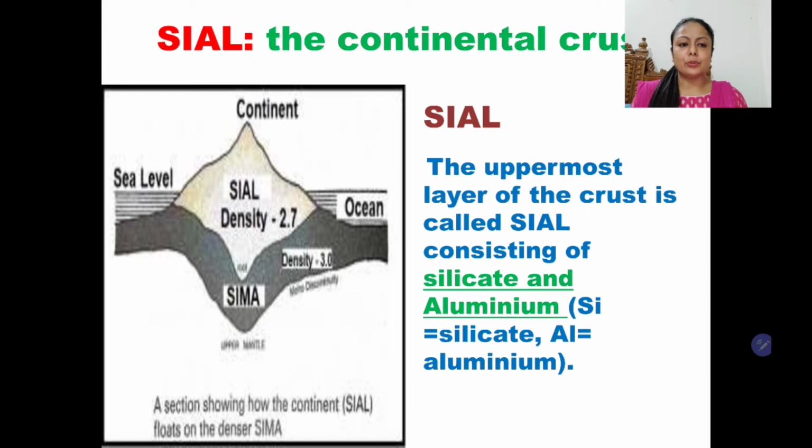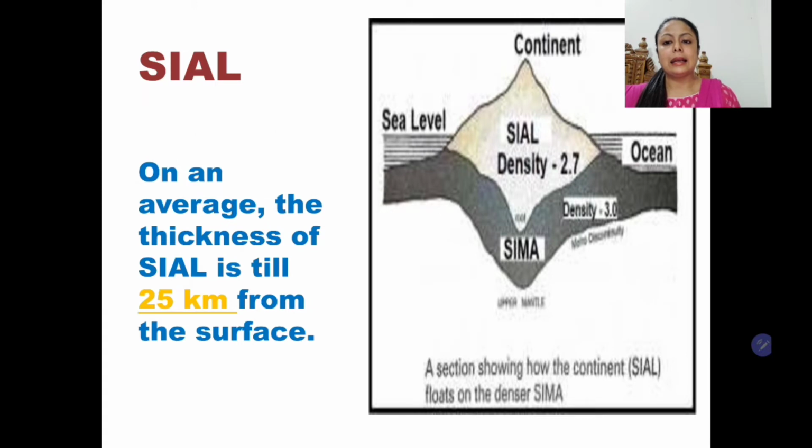So children, a few things written about Sial. The uppermost layer of the crust consisting of silicates and aluminium, and on an average the thickness of Sial is 25 kilometers.